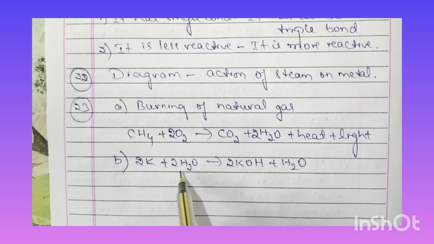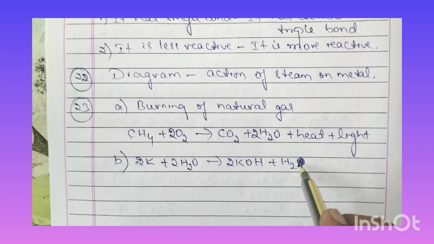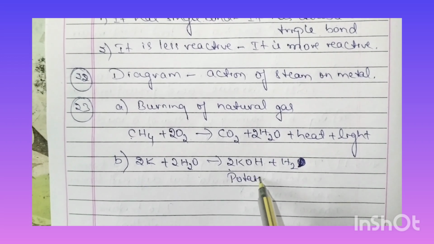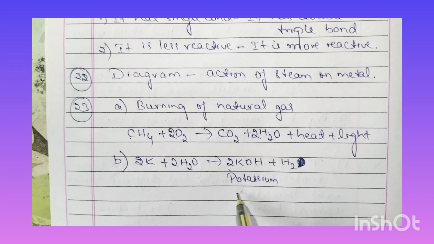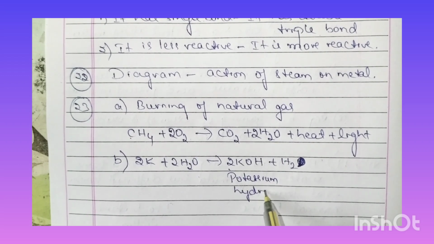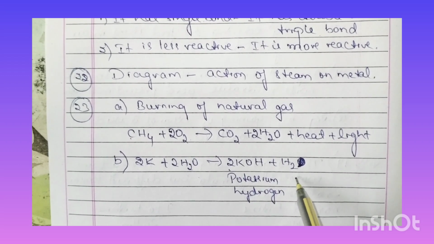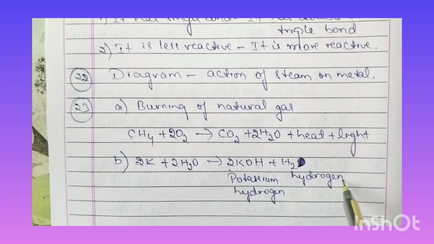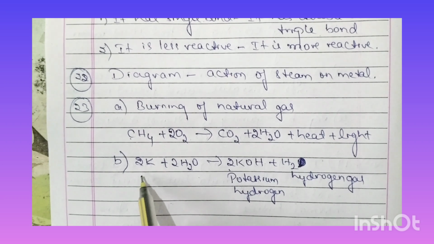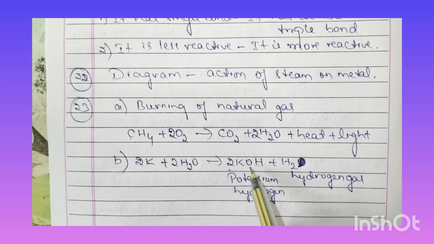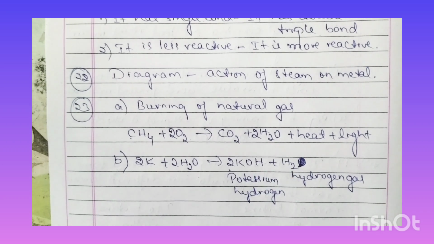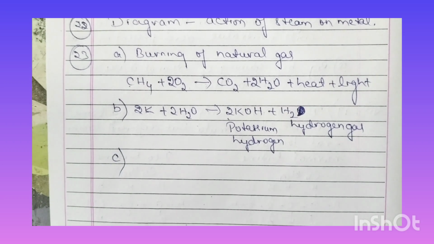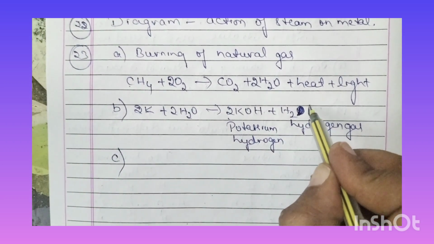Sorry, 2K plus 2H2O give rise to potassium hydroxide. Along with the potassium hydroxide, a gas will be released, and that gas is hydrogen gas, not water, sorry. 2K plus 2H2O give rise to 2KOH plus H2. It is an exothermic reaction because energy will be released in the form of heat, and it releases a gas called hydrogen.